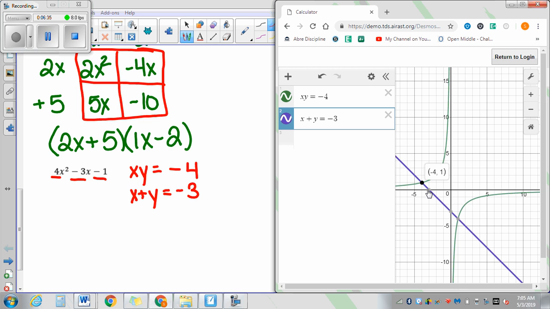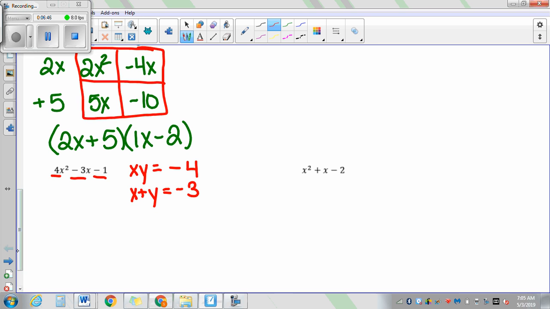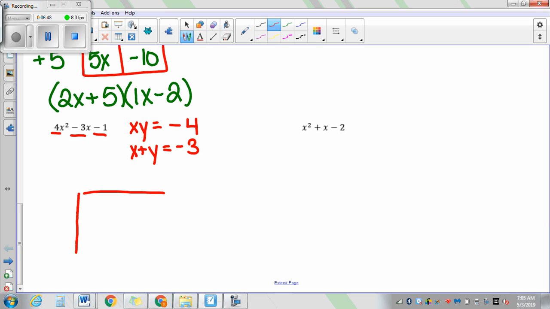I could choose this point, or I could choose this point. And you'll notice that those numbers are just switched around. So it looks like negative 4, 1. I'm going to come over here. I'm going to draw my box.